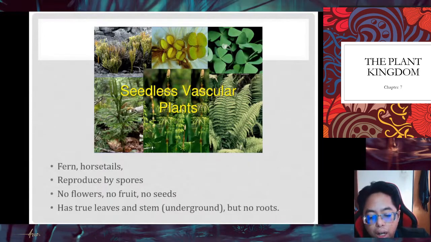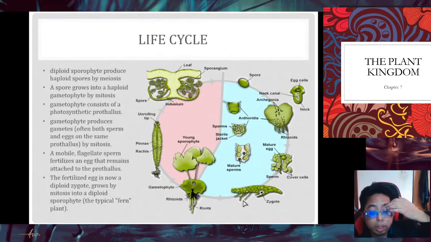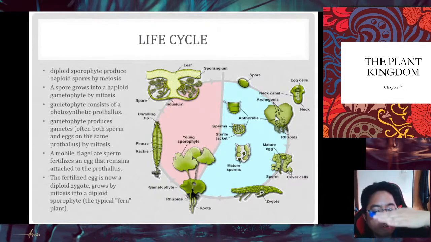They have no flower, no fruit, no seeds, but they have true leaves, so they can make more food, and they have a stem underground but no actual roots. The life cycle is a little bit similar to moss, but a little bit more advanced. What do I mean by similar? They create this flattened leaf called the prothallus. It looks like a heart, but it is on the ground.